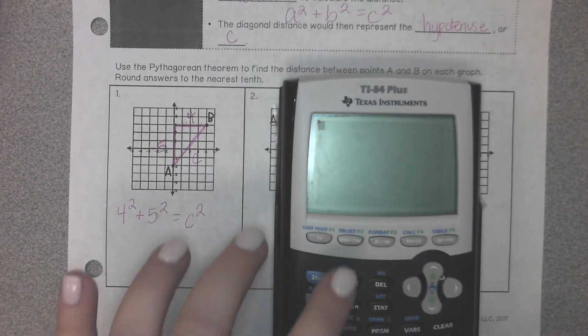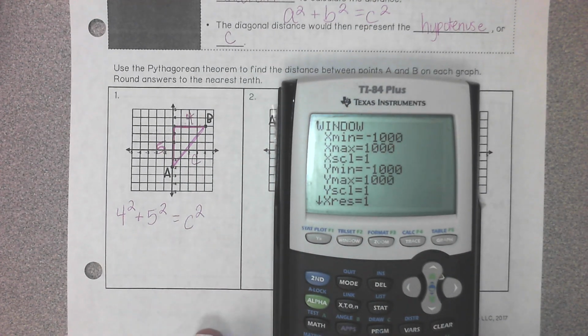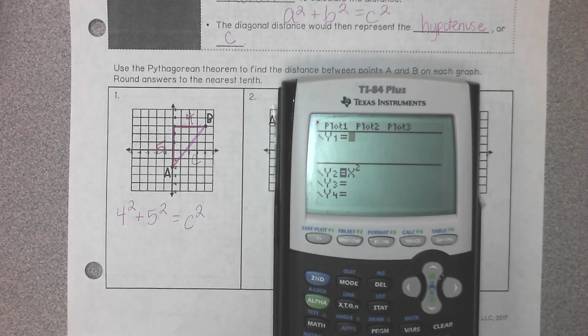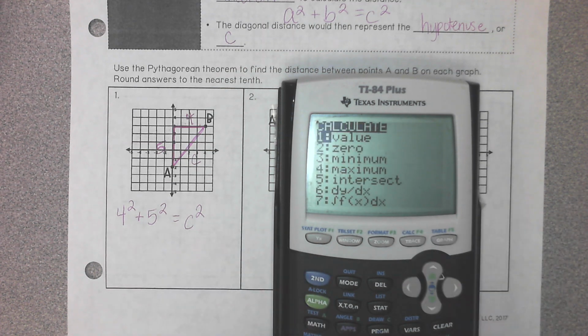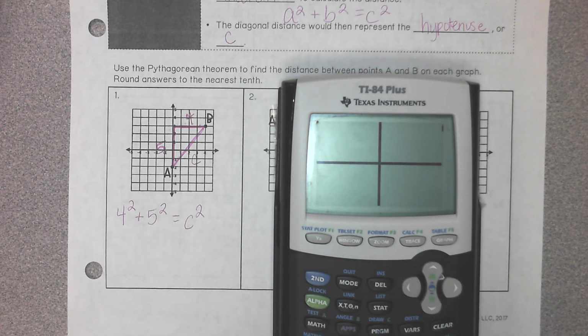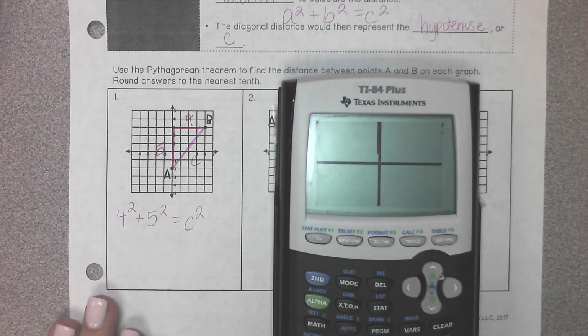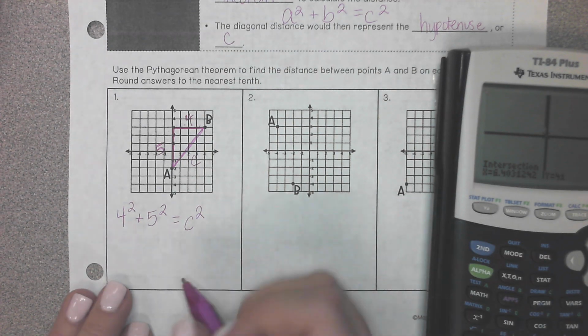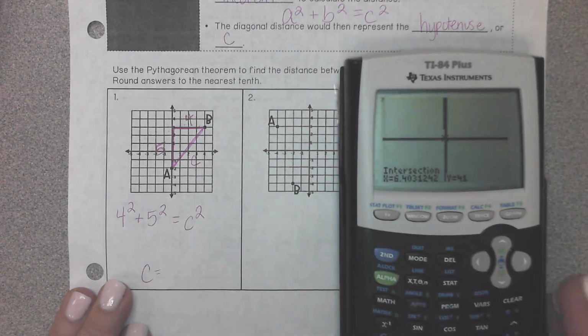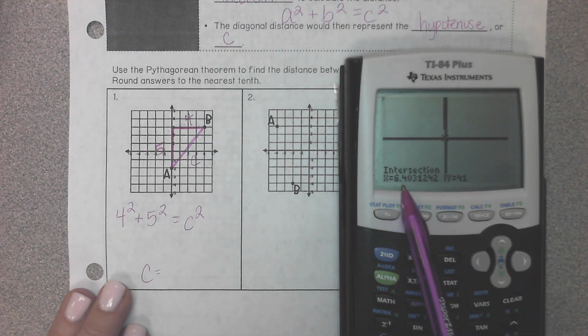Make sure that your windows are pretty good. I set mine at 1,000 just to be safe today. So if you want to pause the video, set yours to look like mine, then that'll work. So then we go back to y equals 4 squared plus 5 squared. Second, trace 5. Enter 3 times. And then we know that C is about, I know this is a long number.